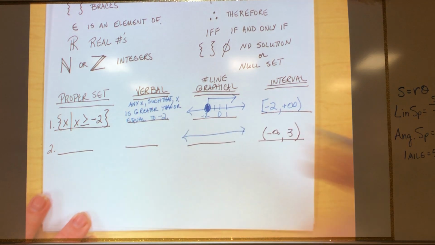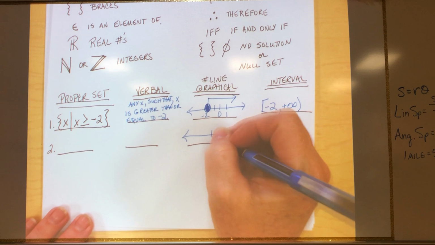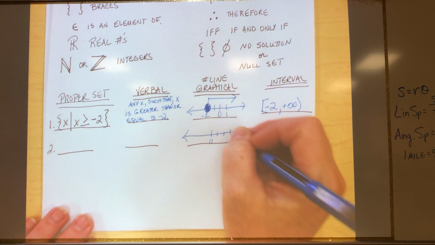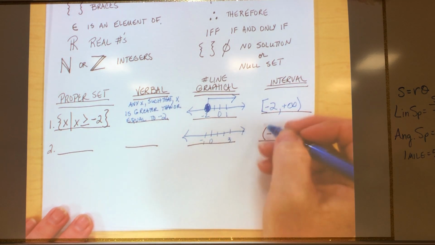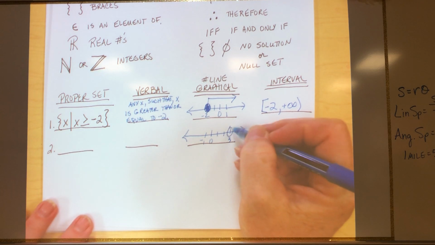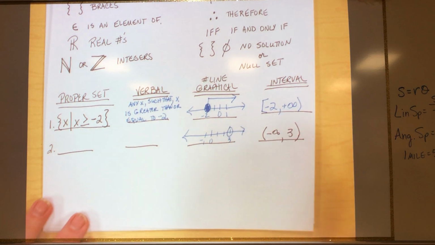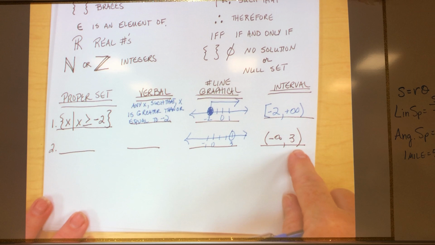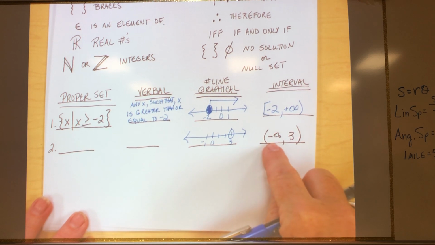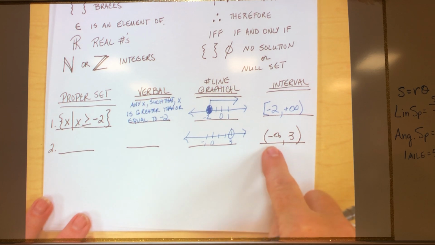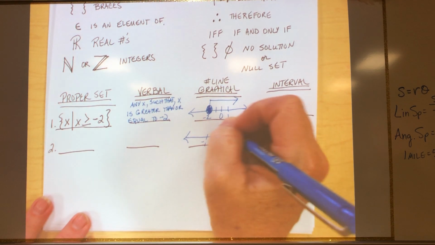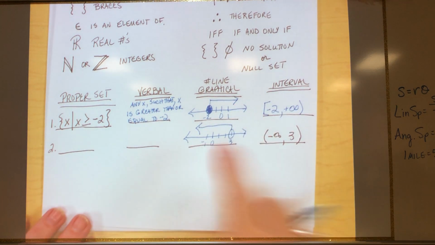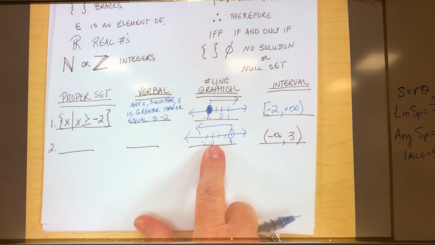So what number am I going to circle? A 3, that's the only number I got. Okay, so I'm going to circle him. Do I fill him in? No, because he's excluded. And then I'm going all the way to negative infinity. Which way is that? Not to the right, to the left. So he goes over here. So that's what my number line looks like.